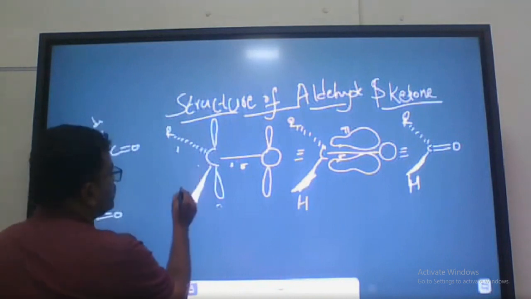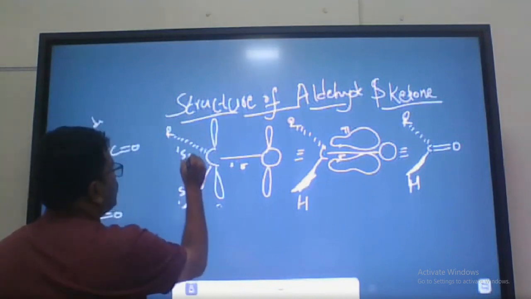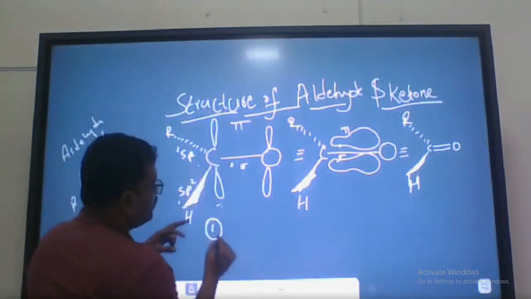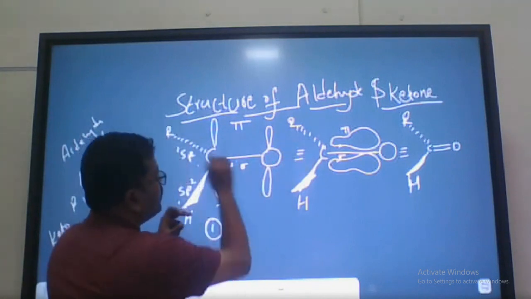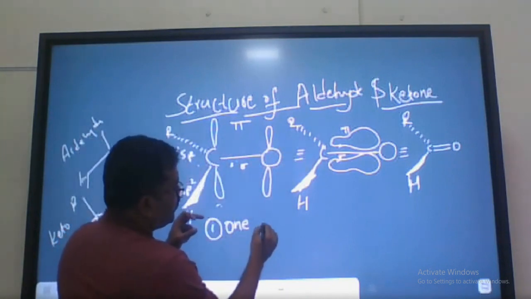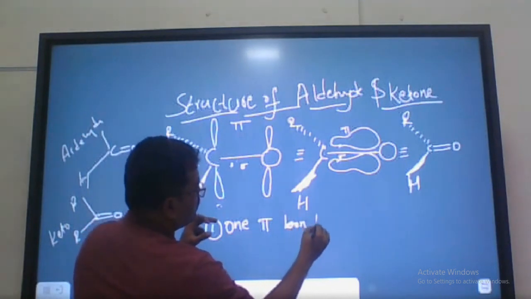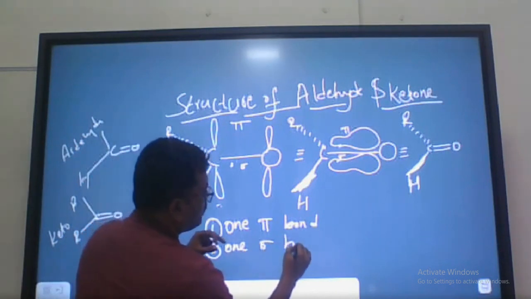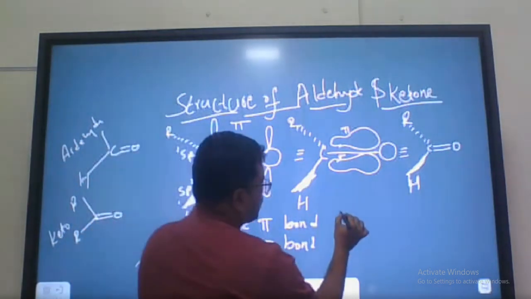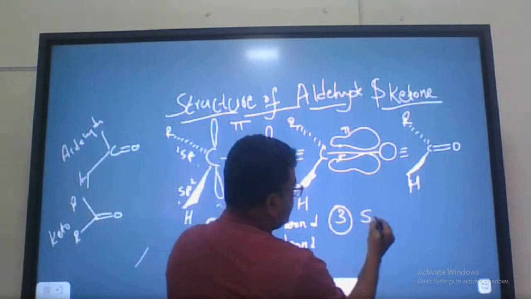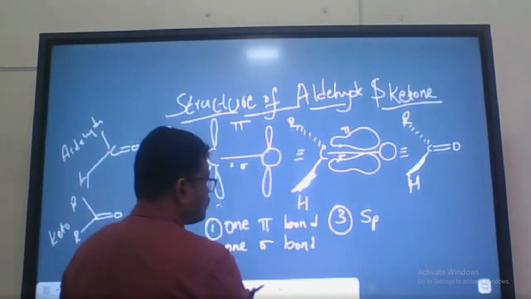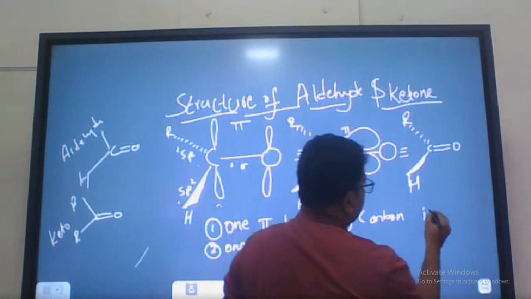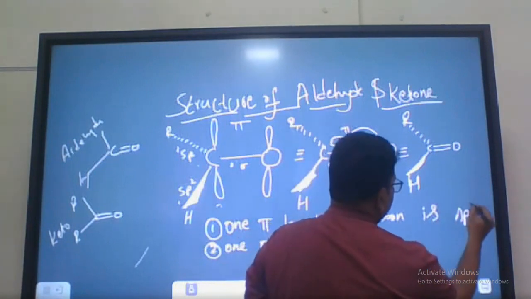So what is the hybridization here? This is sp2 hybridized. Here you have to write one pi bond, sideways overlap, one pi bond and one sigma bond. The carbon is sp2 hybridized.